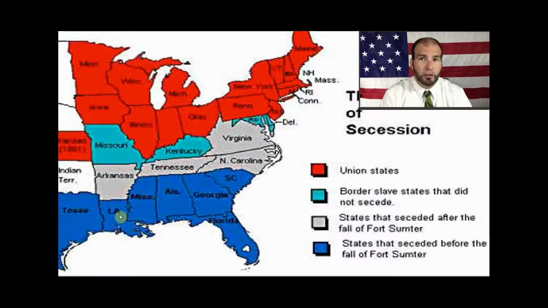Keep in mind that the South is not fighting a war. The South is not picking a fight. They're just saying, peace, we out. And they become their own country called the Confederate States of America. They're going to create a constitution very similar to the Articles of Confederation to give all the power to the states.